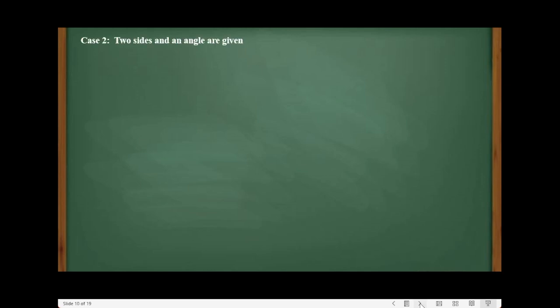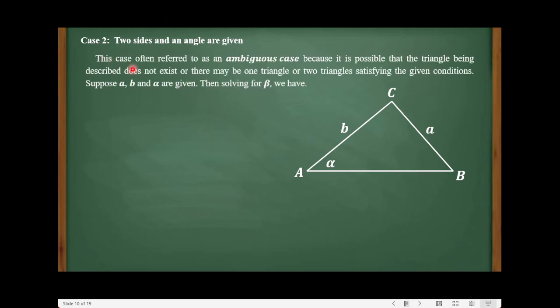Next, about case 2. Two sides and an angle are given. These are the given measures, meaning the unknown parts here are angle C, side AB, and angle beta, or angle B. Now, this case is often referred to as an ambiguous case because it is possible that the triangle being described does not exist, or there may be one triangle or two triangles satisfying the given condition.